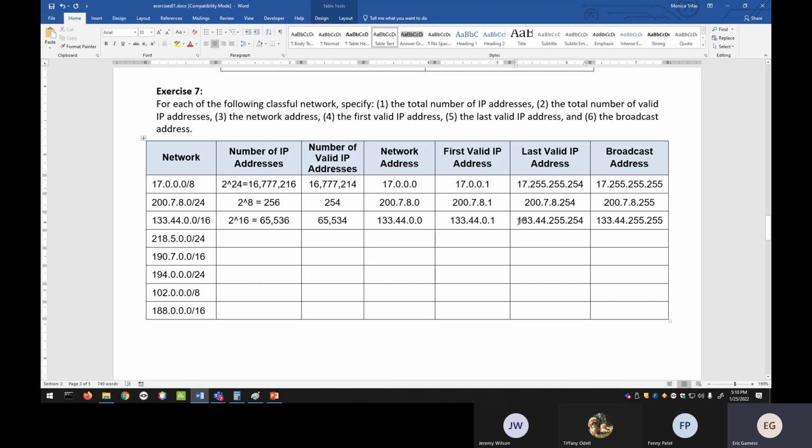it has to start with 133.44. Now, for the last 16 bits, what should I do for the last valid address? I put 15 at 1 and the very last one at 0. So I put 11111111 dot 11111110. And this will be 255.254, isn't it? So it's very fast. You should see it very fast.